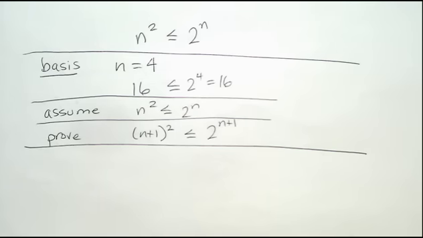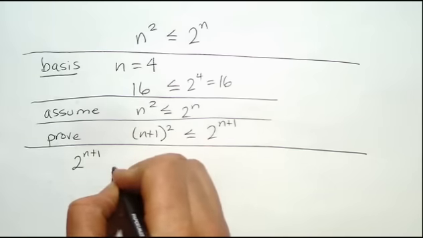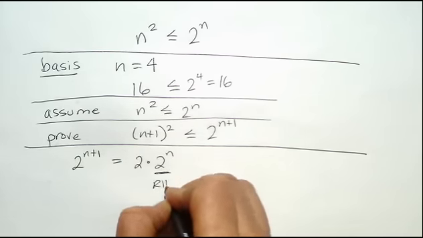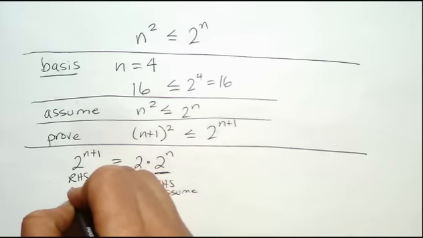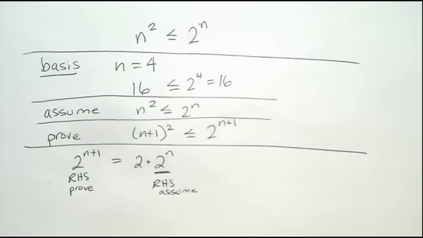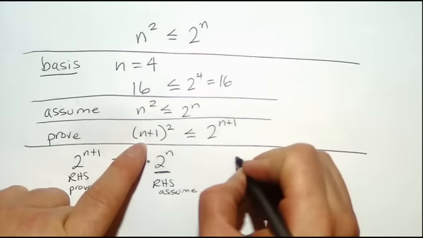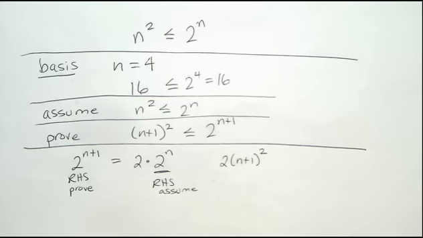So the right-hand side's easier because I can just multiply it by 2. So 2 to the n plus 1 is equal to 2 times 2 to the n, right? And that's the right-hand side of the assume. And this is the right-hand side of the proof. Now, since that's on the right-hand side of the assume, I want to replace it with the left-hand side of the assume, just like we did in our equality proofs. But we can't put an equals. We have to put the proper less than or equal to or greater than or equal to sign. Which one is it?